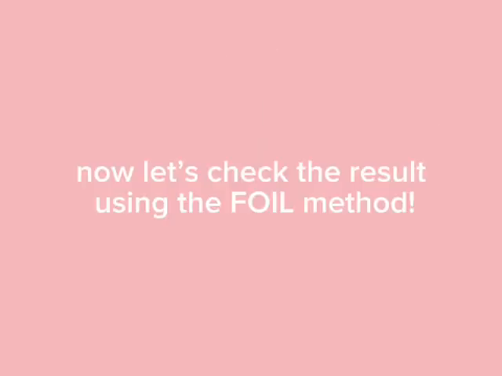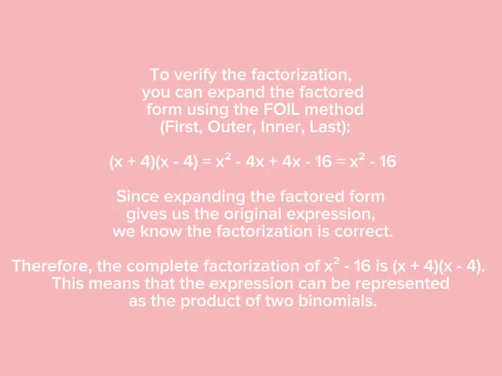Now let's check the result using the FOIL method. To verify the factorization, you can expand the factored form using the FOIL method. First, outer, inner, and last. X plus 4 multiplied by x minus 4 is equal to x squared minus 4x plus 4x minus 16, which is equal to x squared minus 16. Since expanding the factored form gives us the original expression, we know that the factorization is correct.